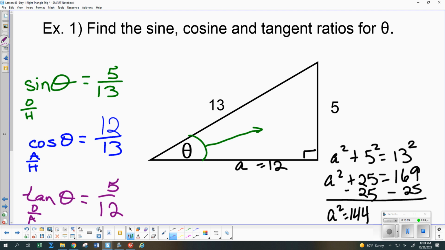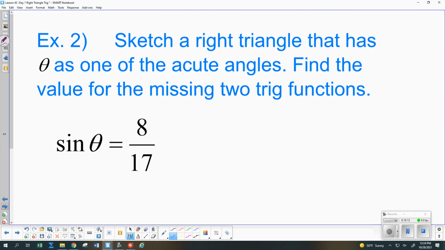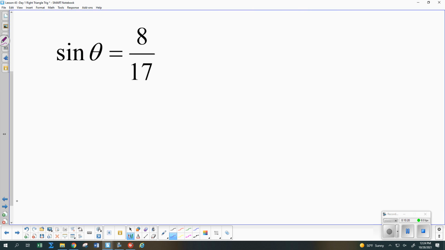Okay, the next type of problem that they will sometimes give us is to say the sine is 8 over 17, and find the cosine of that same angle, and find the tangent of that same angle. When they do that, I'm going to draw myself a right triangle, any right triangle, but it does have to look like it has a 90-degree angle in it.